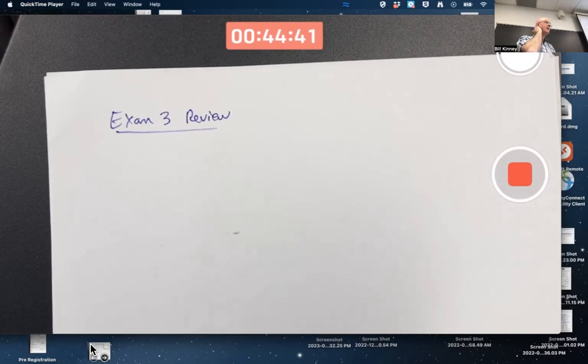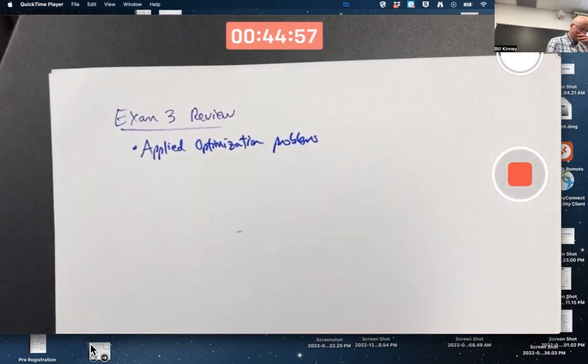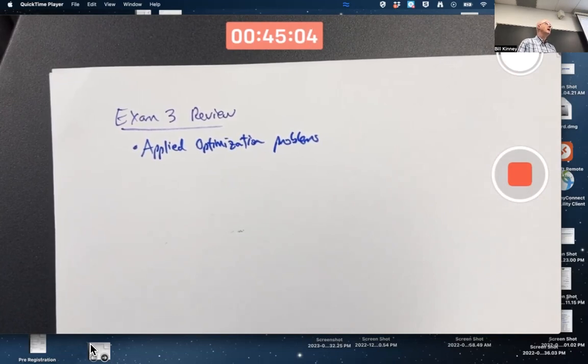Since that exam, we started doing applied optimization problems. Those are the word problems. Quite often they were geometric in nature. You know, you got some fencing. One example we did was you had like 100 feet of fencing, and you're going to make a rectangle up against a wall. What's the maximum area that can be enclosed? And what are the dimensions of the rectangle that will give you that maximum area?